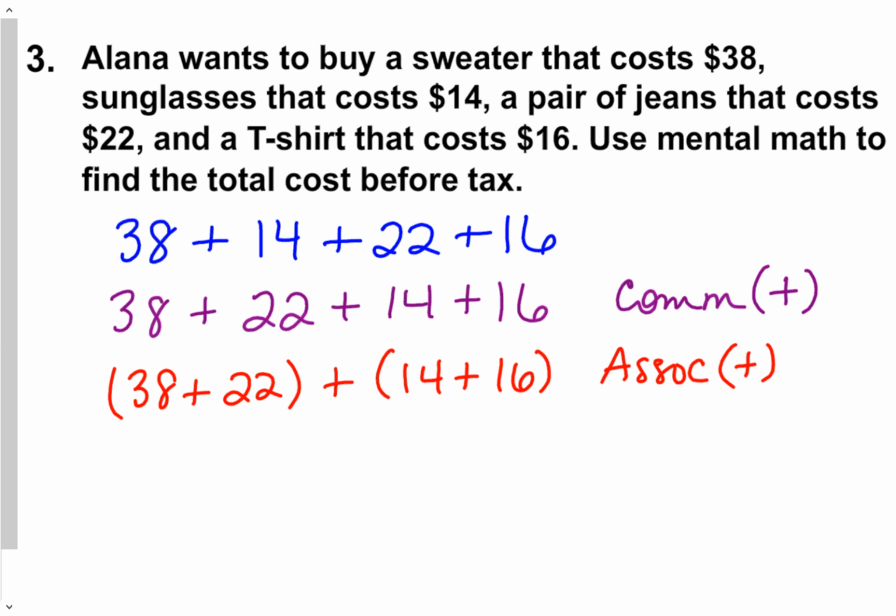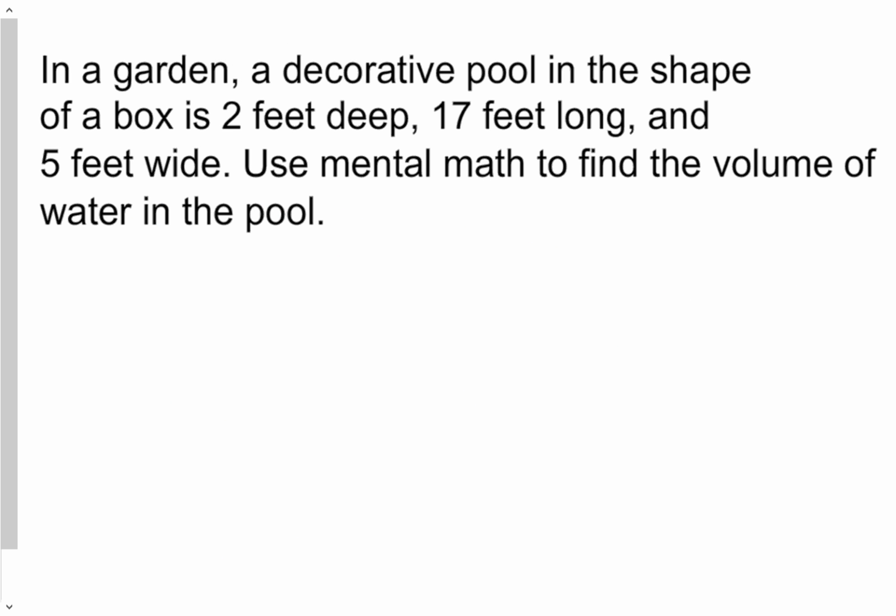So the reason why I like to add 38 and 22 is because that's going to give me a nice big number of 60, where there's a sum of 10. And then 14 plus 16 equals 30. So now 60 plus 30 is fairly easy to solve in my head, and that equals 90. So she's going to spend $90. I'm going to use that same concept to apply it to our garden problem.